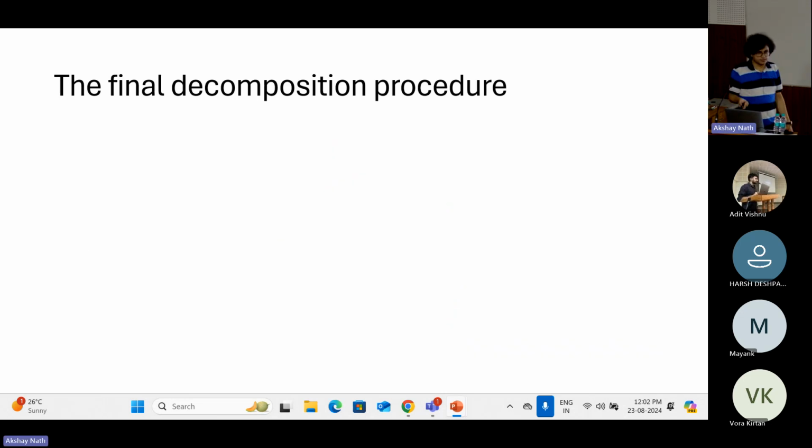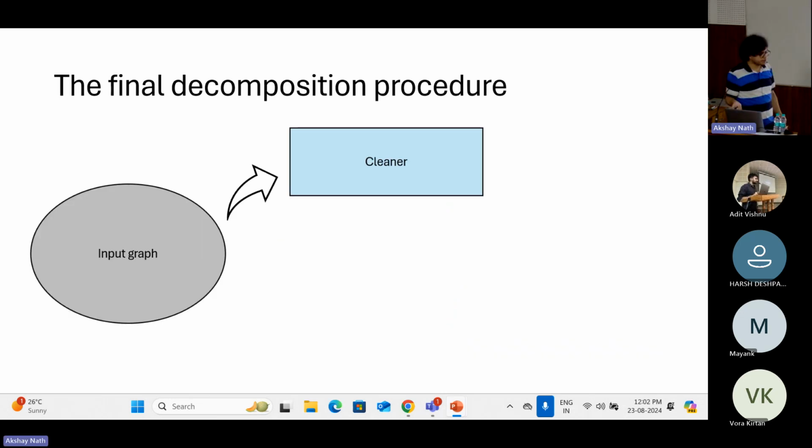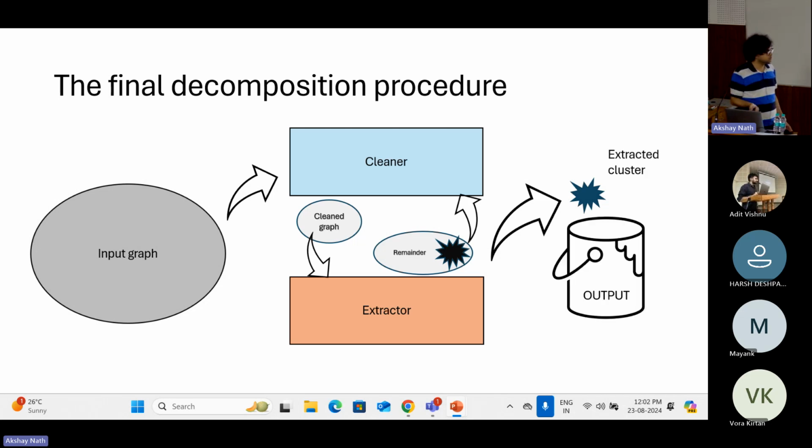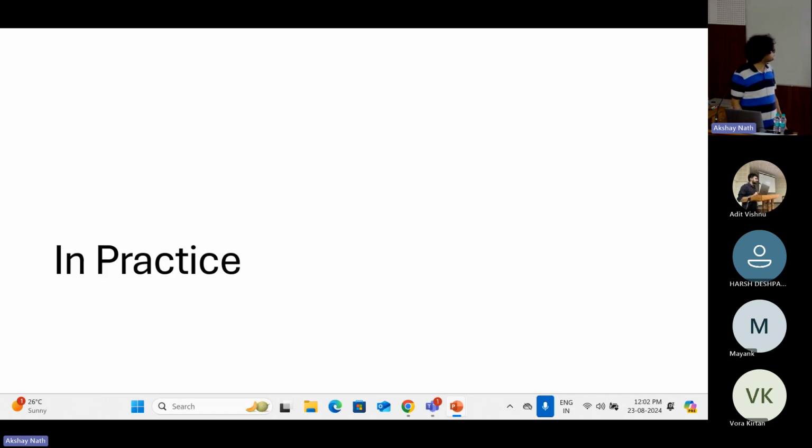The final decomposition procedure can be summarized as: you have an input graph, take the cleaned graph from the cleaner, put it through the extractor, and the extractor outputs one dense piece. You keep doing this till there's nothing left, and that is the collection of your dense subgraphs. Does the algorithm make sense? Okay, great. So it's an interlaced cleaning and extraction, as you can see here.